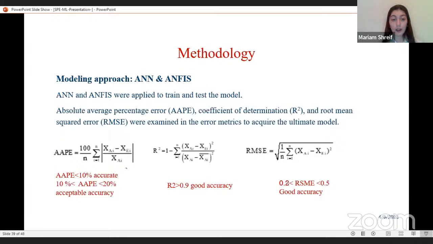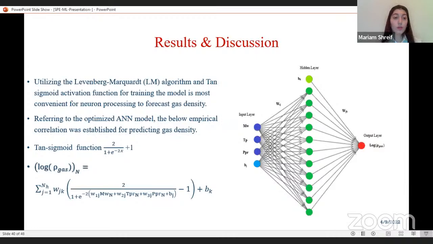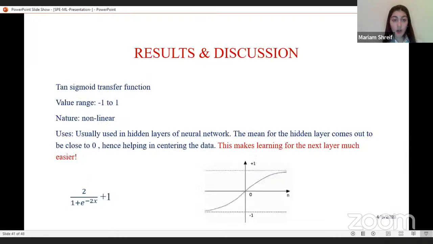So for the ANN model, we use the Levenberg-Marquardt training algorithm. We use the feed-forward neural network, which is the simplest neural network. The neuron passes only in one direction, from the input to the hidden to the output layer. We don't have any loop. And we use the tan sigmoid transfer function as an activation function. The tan sigmoid transfer function is equal to 2 over 1 plus e to the power minus 2x, minus 1. So obviously it's a nonlinear function, and it returns output values ranging from minus 1 to 1.